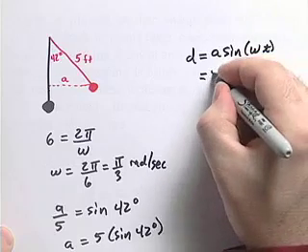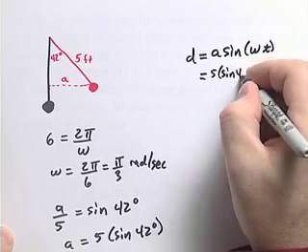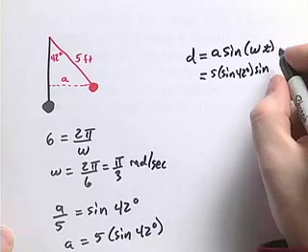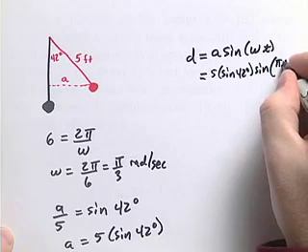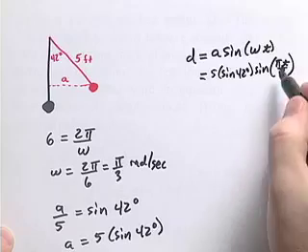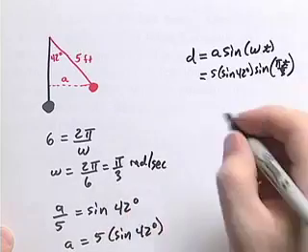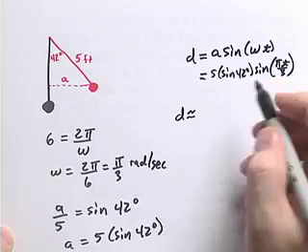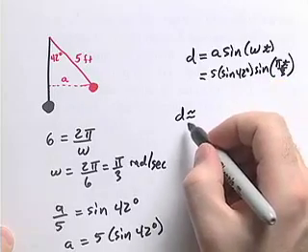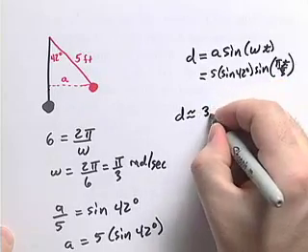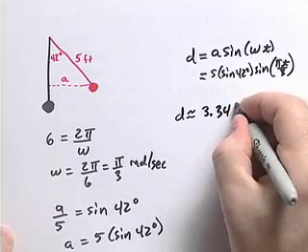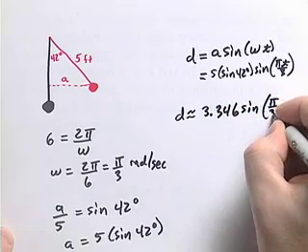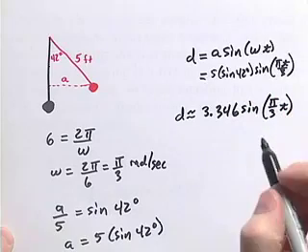We're going to have 5 times the sine of 42 degrees times the sine of pi t over 3. Pi over 3 was omega. If we approximate the sine of 42 degrees, it gives us our equation that d is roughly 3.346 times the sine of pi over 3 times t, where t is in seconds.